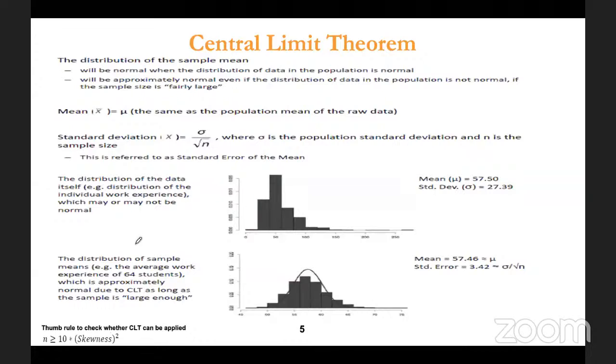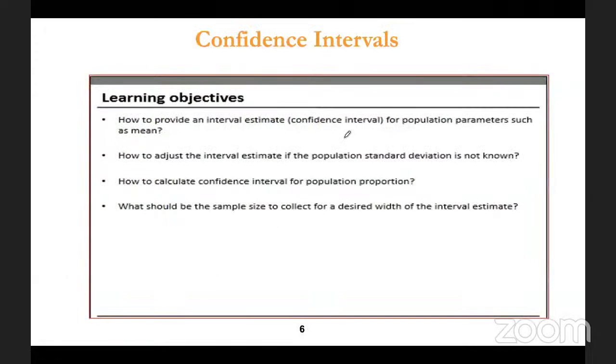Yesterday we started our discussion on inferential statistics, and we understood the difference between descriptive statistics and inferential statistics. We also discussed the central limit theorem, the concept of the central limit theorem. Today we are going to discuss the first inferential statistic, that is confidence intervals.